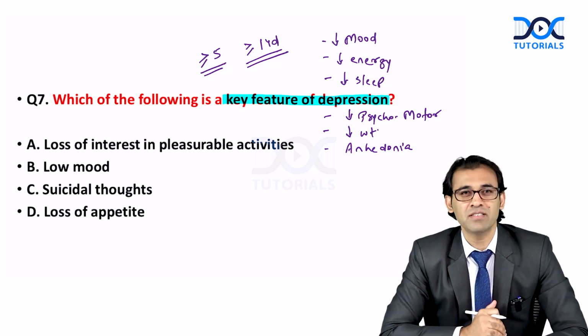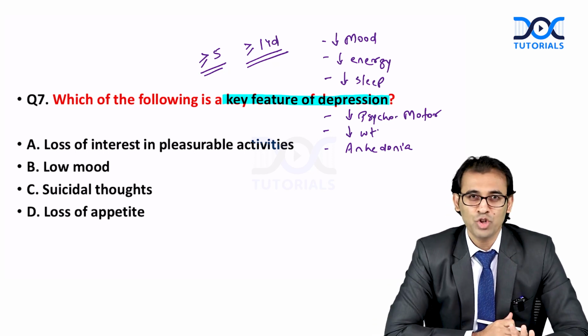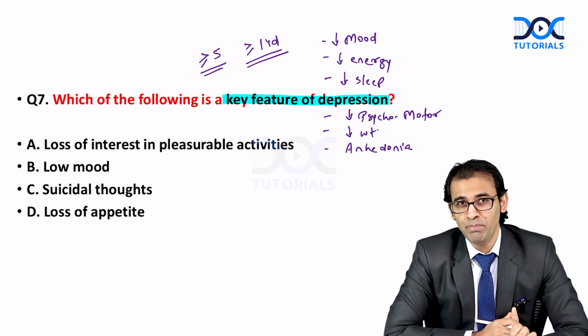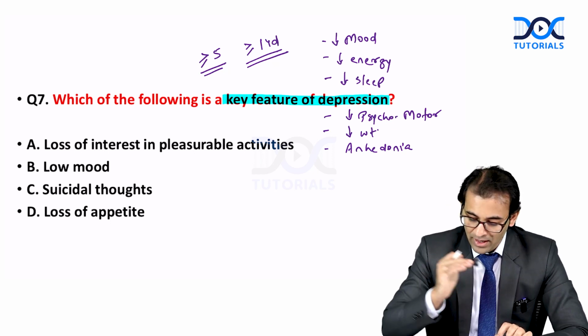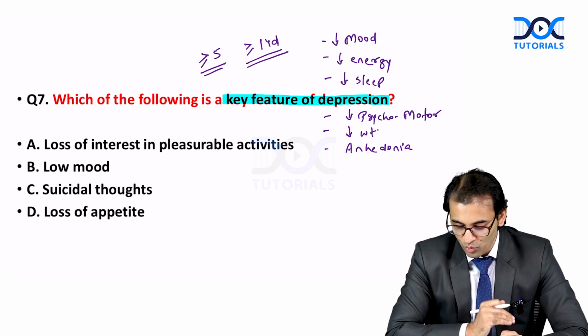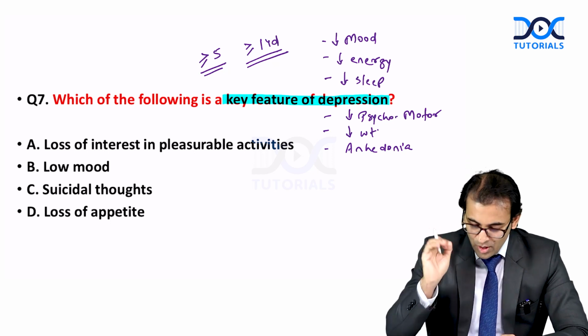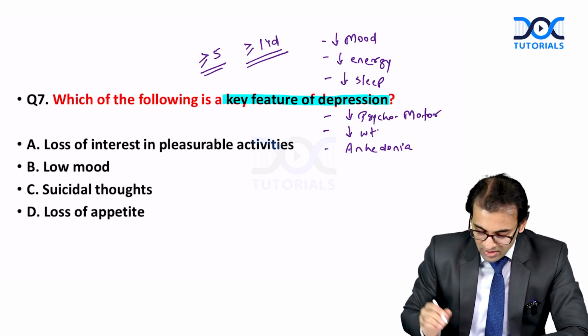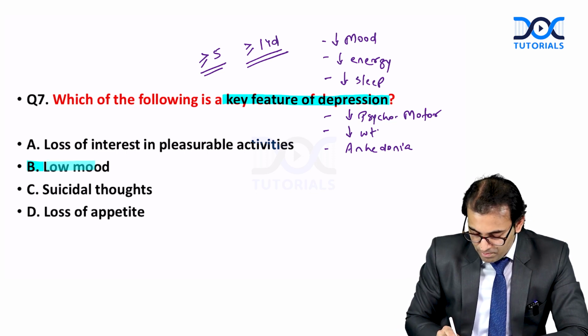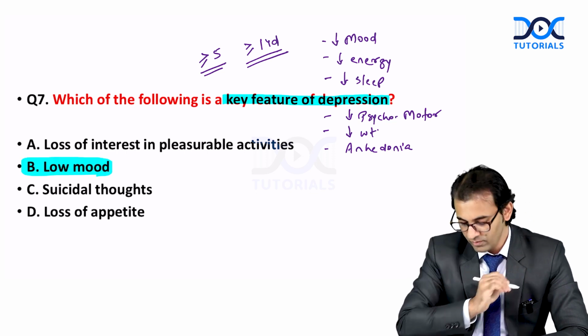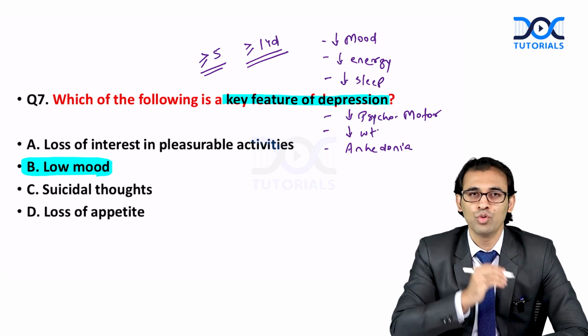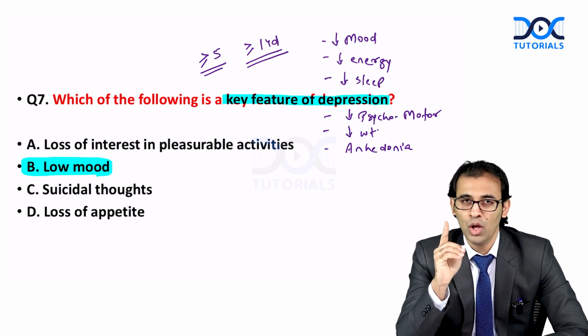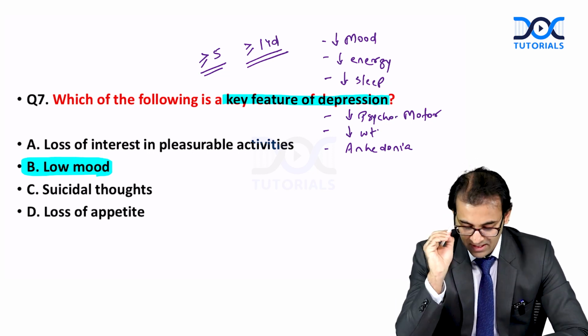Out of all these symptoms, a minimum of 5 should be there to diagnose a patient as a case of depression. But in this question, they have asked what the key feature of depression is. So the most important point which we should mark is low mood. Answer is B, low mood. Simple. If I have to choose only one option, it should be low mood. This is the answer.